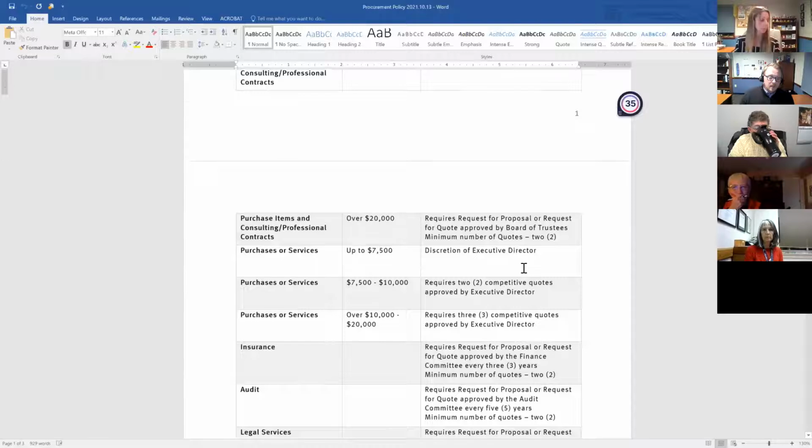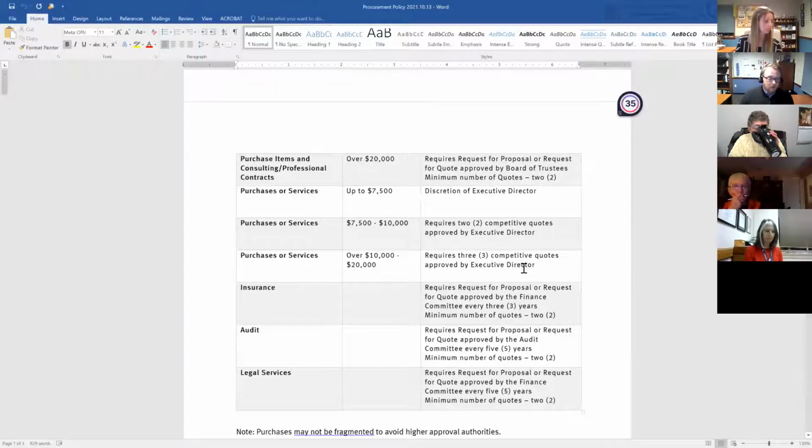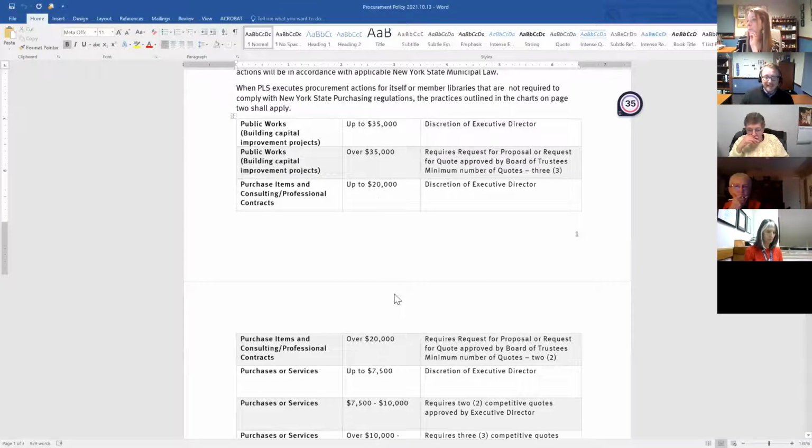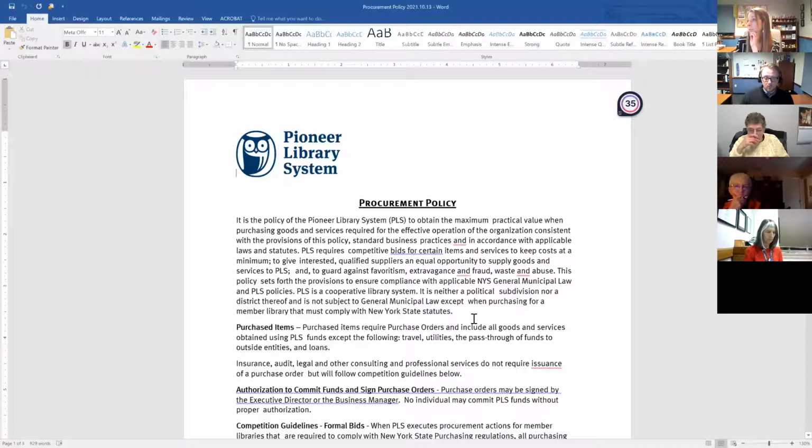This is really nice to have because when you have these, you just follow your policy and it makes the process much smoother, much cleaner. So if you're going into construction, you're going to want to make sure that you have this handy. And this is just a general procurement policy.